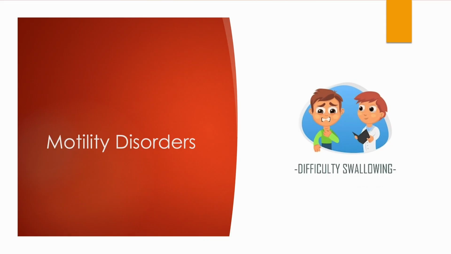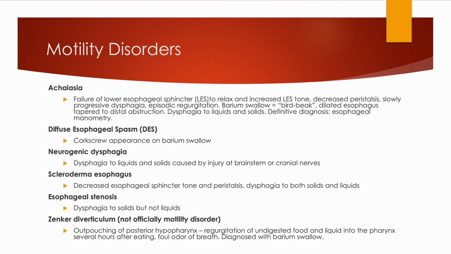Motility disorders. So we're going to go into some of the motility disorders. Here's an at a glance of the ones that they tend to talk about in textbooks and on your tests. Achalasia, by far the most common type of motility disorder that we tend to see. We're going to talk at length about achalasia. We're also going to talk about DES, or diffuse esophageal spasms. We are not going to go into the others though.